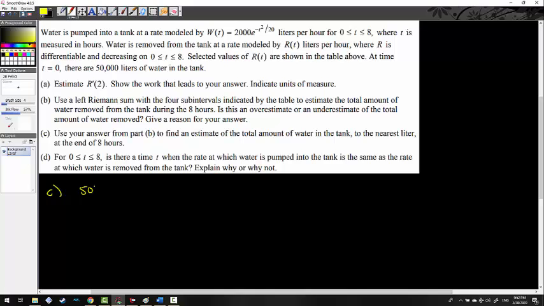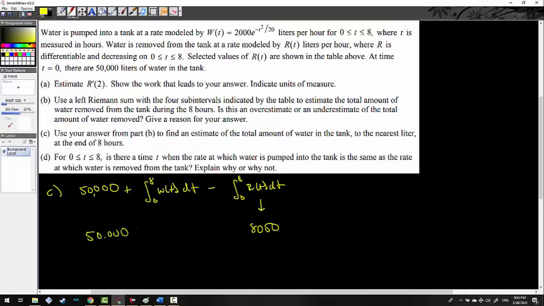So what does that look like? Well, we started at 50,000. The problem told us that. We have 50,000 liters of water in the tank. And I'm going to add the integral from 0 to 8 of how much water went in. That's dictated by this function up here, W of t, so W of t dt. And then I'll subtract the integral from 0 to 8 of R of t dt. That's going to give me how much water has left. But we already know what that is. It's 8,050. We found that out in Part B.